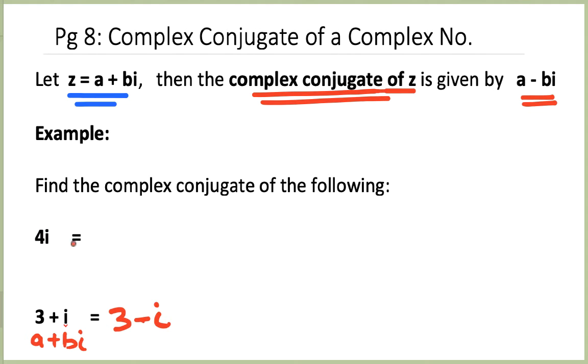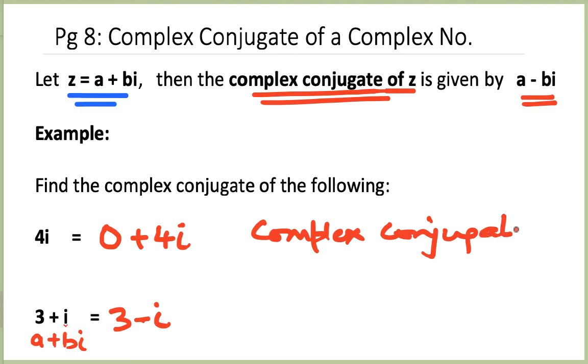Now for 4i. The complex conjugate is, now remember, this is the same thing as writing 0 plus 4i. So the constant part is 0. So the complex conjugate will be 0, now plus 4. Remember, the conjugate will have a negative term to the positive 4, which is minus 4i. Similarly, for 3 plus i, which we've already done, it is going to be 3 minus i. So we have found the conjugates of these complex numbers.